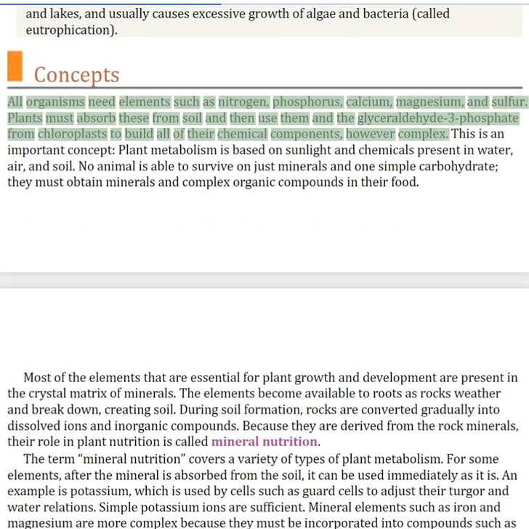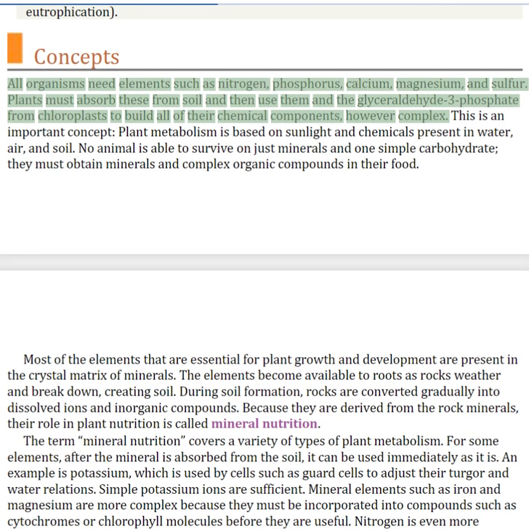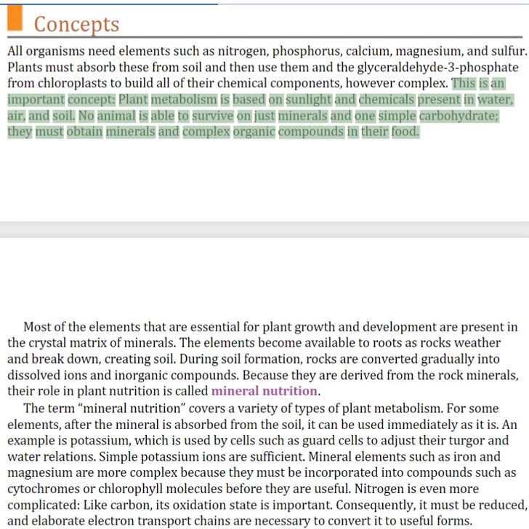Concepts. All organisms need elements such as nitrogen, phosphorus, calcium, magnesium, and sulfur. Plants must absorb these from soil and then use them and the glyceraldehyde 3-phosphate from chloroplasts to build all of their chemical components, however complex. This is an important concept. Plant metabolism is based on sunlight and chemicals present in water, air, and soil. No animal is able to survive on just minerals and one simple carbohydrate. They must obtain minerals and complex organic compounds in their food.